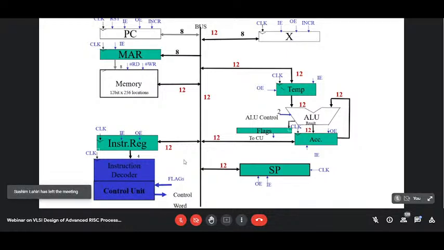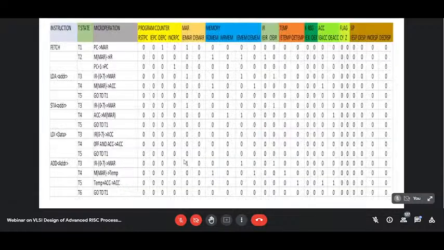Now we have to design the control unit. That means how these control signals will be generated at different times. For that, there is a technique we call micro operations. I'm giving you one example to understand these micro operations.